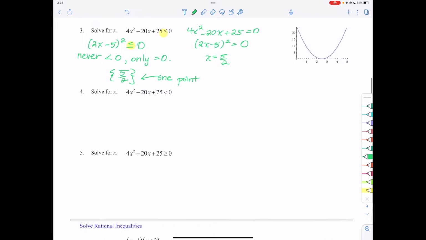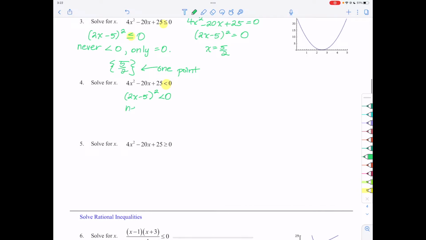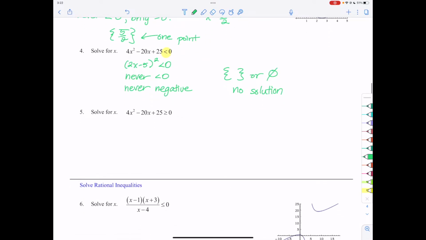Let's look at number 4. Here we have less than 0, okay? And it's the same quadratic. So we will have (2x - 5) all squared is less than 0. Well, this is never less than 0. It is never negative. So we have the empty set or the null set, and we have no solution to this inequality.